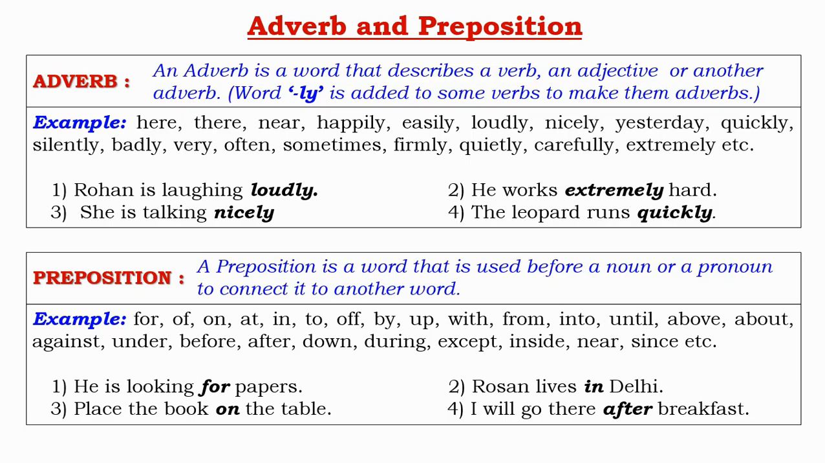You can find application and use of these words in sentences such as: he is looking for papers. Roshan lives in Delhi. Place the book on the table. I'll go there after breakfast. So the words for, in, on, and after are the prepositions.